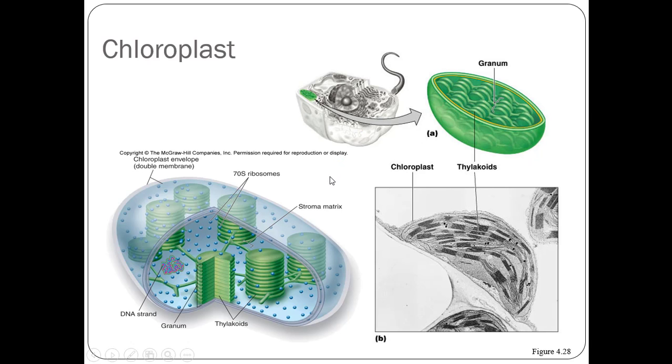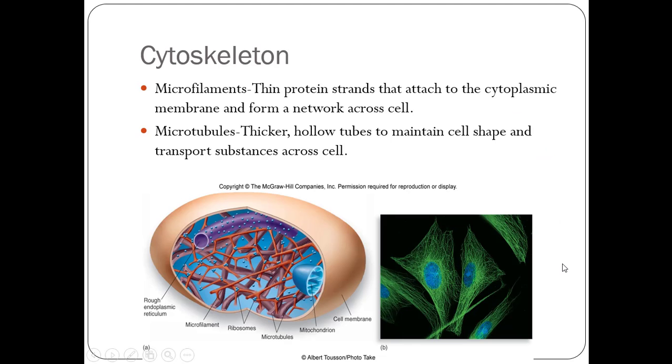Chloroplasts, which are only present in plant cells, are made up of these stacks of what they call thylakoids. The individual stacks themselves are called grana. The thylakoids are the multiple stacks. It's surrounded by a double membrane as well, like so. There's a real life picture of it.